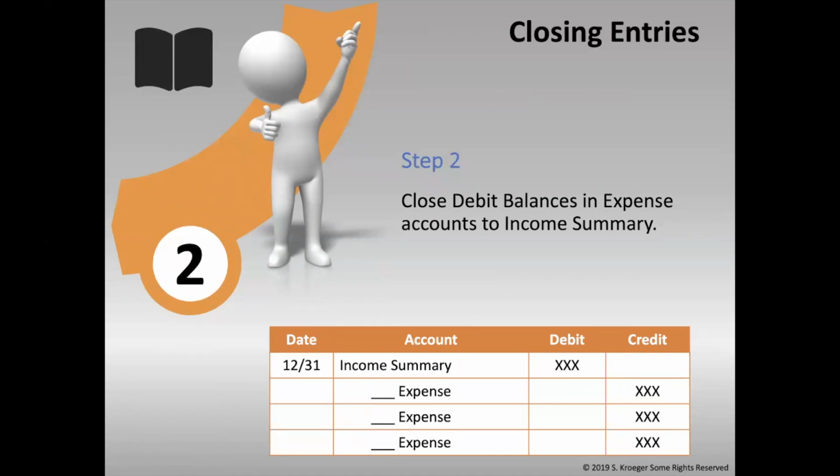We list income summary first as a debit, then we list all of our expenses, no matter how many there are. We total all of our expenses together, and that will be the amount for income summary. Remember, debits still need to equal credits always.